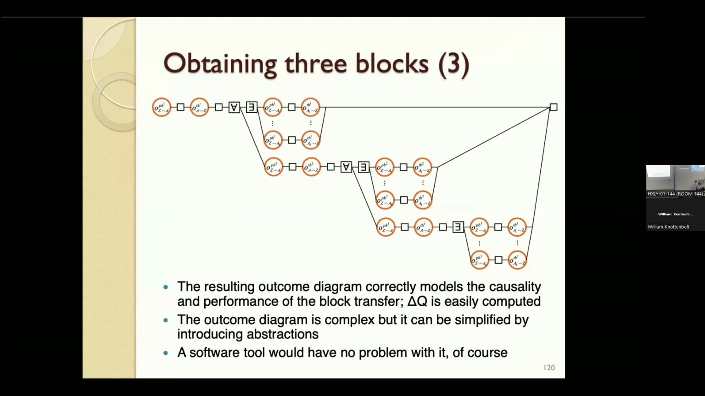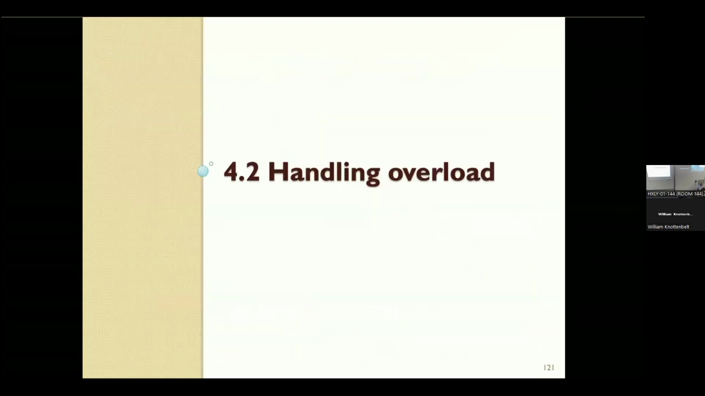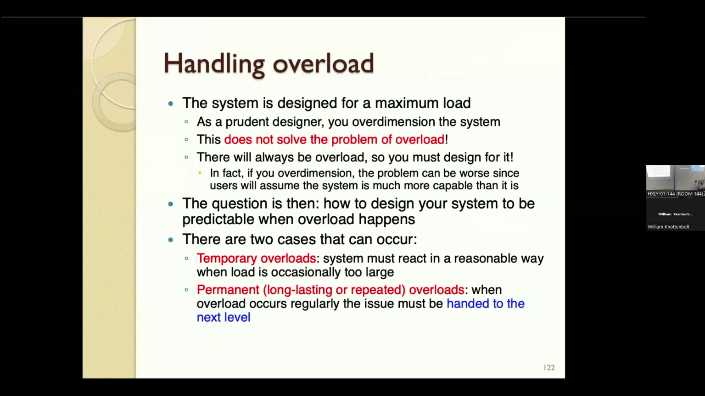Let's carry on. Okay, that's all I'm going to talk about blockchain. But now I'm going to talk about overload, which is another very interesting problem. A system is designed for maximum load. So what do you do? One no-brainer solution is over-dimensioning, but this does not solve it. In fact, it makes the problem worse, because users won't know where the edge is, and they will assume the edge is very far away, and maybe it's not.